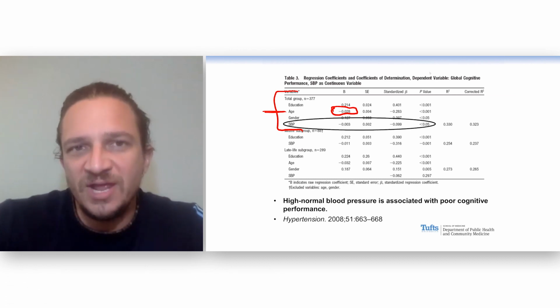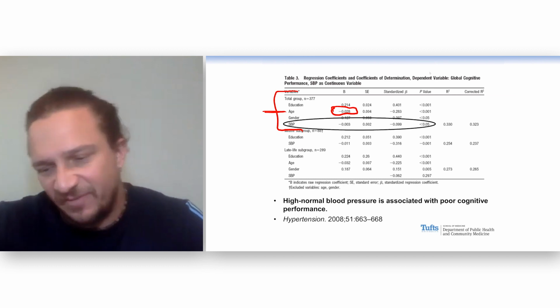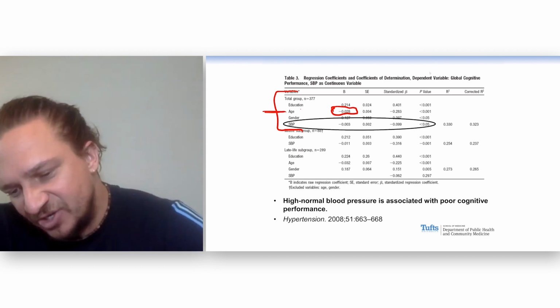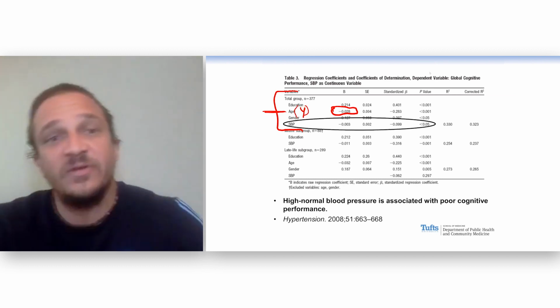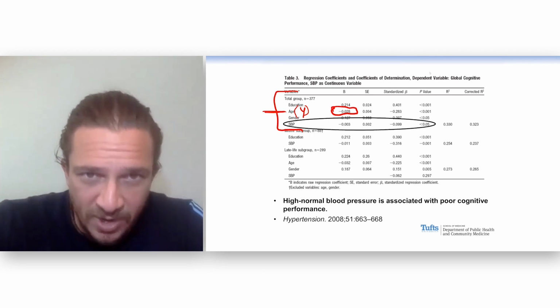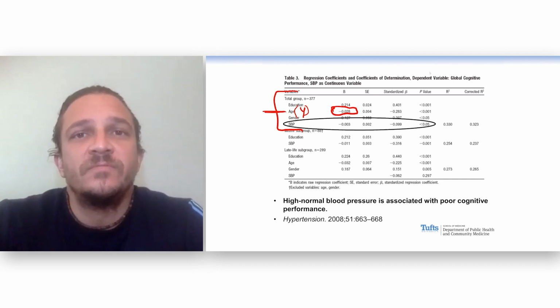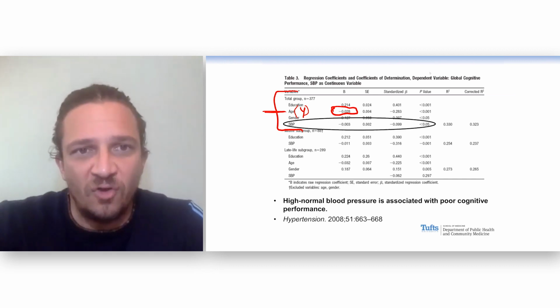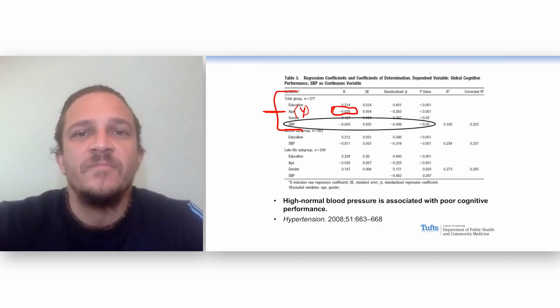For every 1 unit increase in age, I think we could safely make the assumption here that age is measured in years. For every 1 unit increase in age, your cognitive performance goes down 0.02 points, after controlling for education, gender, and blood pressure.